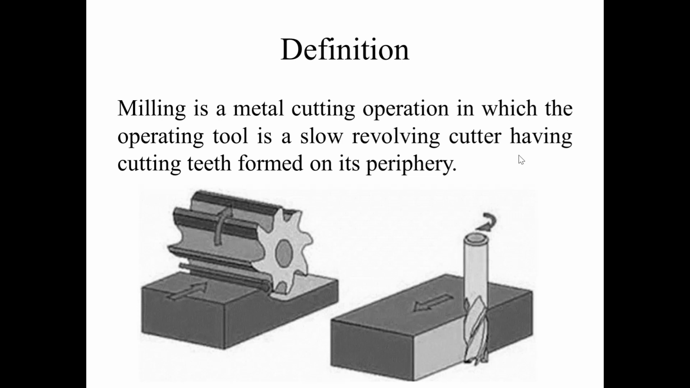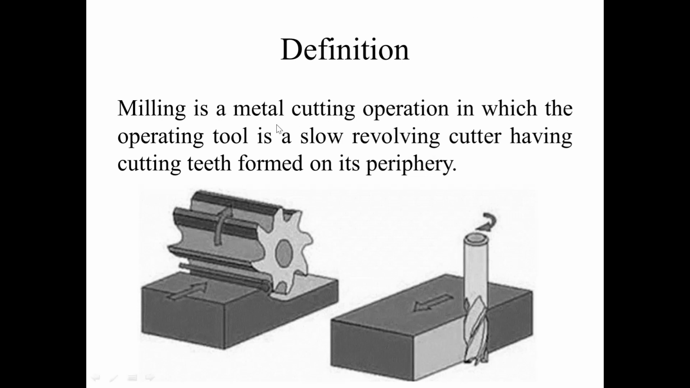The definition of milling is: milling is a metal cutting operation in which the operating tool is a slow revolving cutter having cutting teeth formed on its periphery. There is a slight difference between the lathe machine and this one. In the lathe we rotate the workpiece and the tool is fixed, but in a milling machine the workpiece is fixed and the cutter, or milling tool, rotates. So that is the main difference between the lathe we discussed in the previous session and milling.